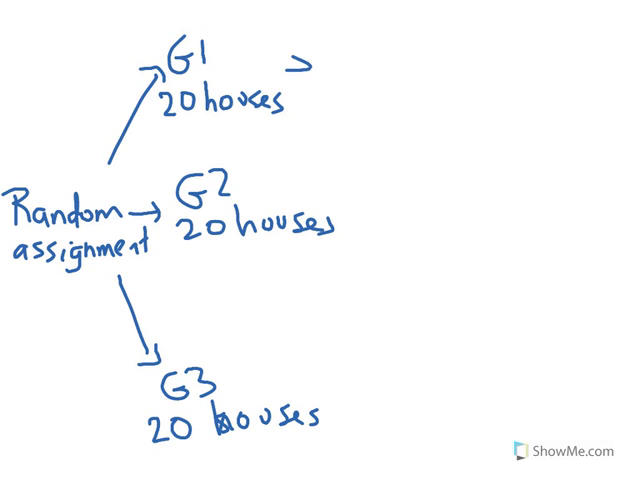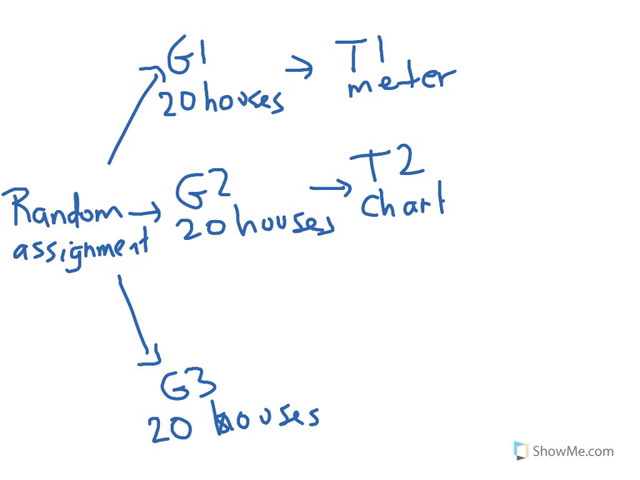So group number 1 is treatment number 1, and they get the meter in their home, which actually gives them a display and a readout and does some of the math for them. Group number 2 gets treatment 2, which is they get the chart and some information about how to chart their electricity use, and group 3 gets treatment 3, which is nothing. They're the control.